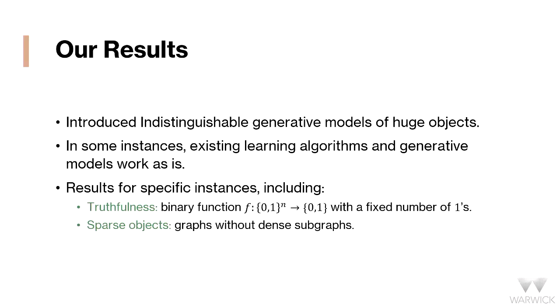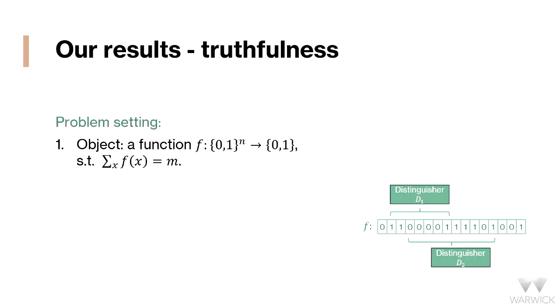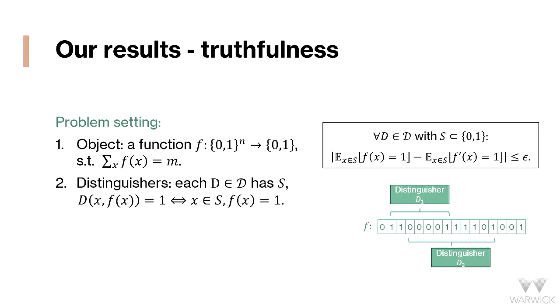So I'm going to start with the first. In the first result, our object is a huge function, a huge binary function. It is represented by a truth table of length 2 to the n. And our distinguishers check the expected value of a function on some sets. So for example, this D1 checks the expected value across this set. And if f and f prime are indistinguishable with respect to D1, it means that they have more or less the same expectation on the set that D1 checked. And for D2, this is the same.